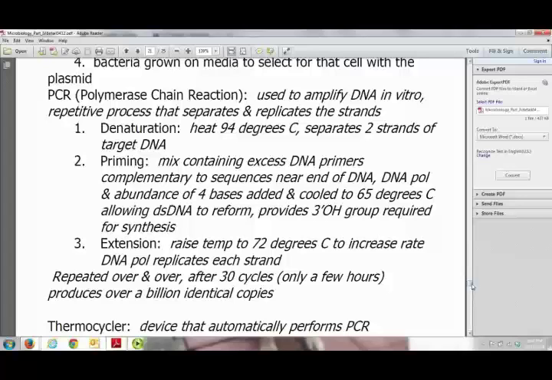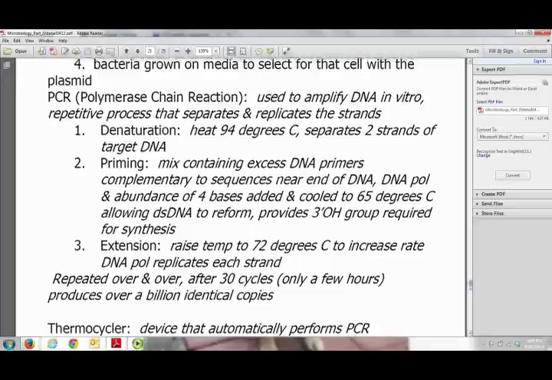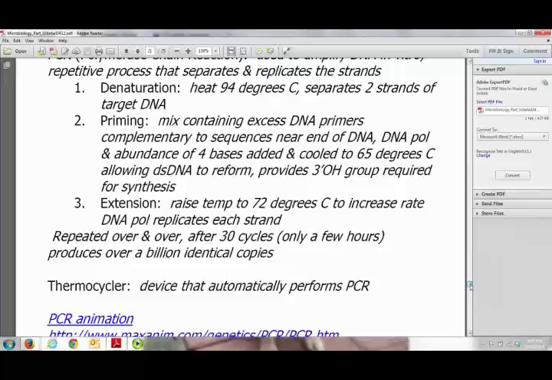DNA polymerase is added, and an abundance of the 4 bases are added. This will allow the double-strand DNA to reform, and provides a 3' hydroxyl group required for the synthesis. During the extension phase, the temperature is raised up to 72 degrees Celsius to increase the rate that the DNA polymerase replicates each strand. So this used to have to be done manually with moving your mixes into different water baths at different temperatures and using a timer.